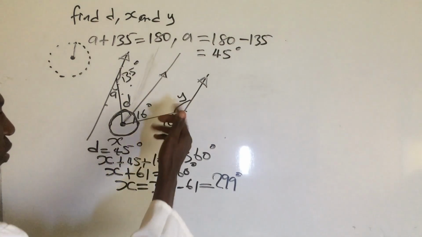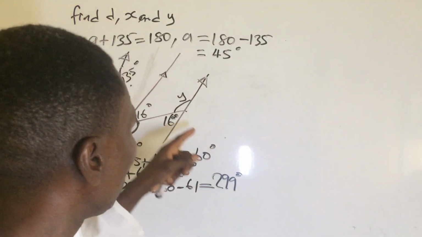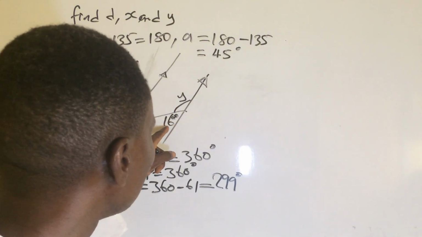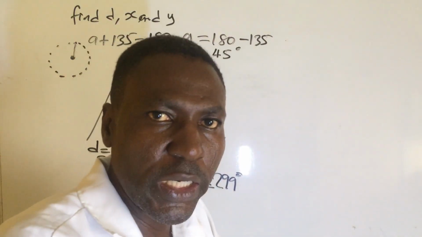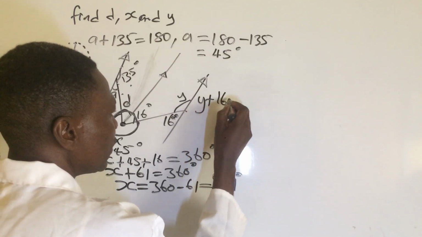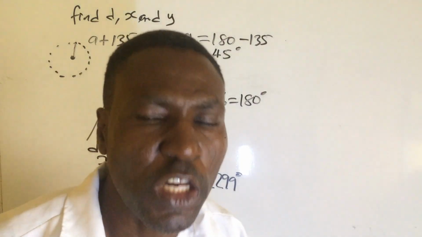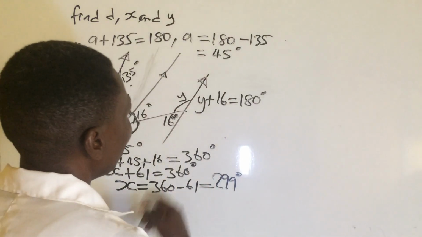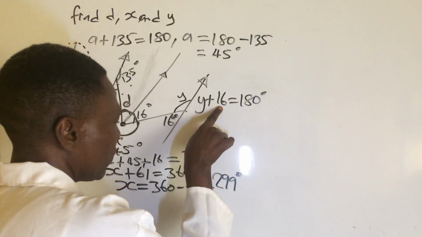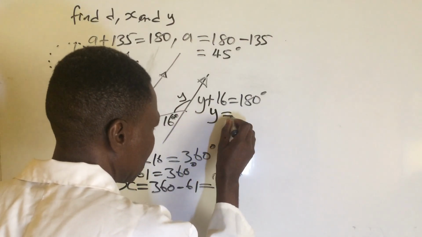So now we can find the value of y by saying angle on a straight line. Remember that angles on a straight line add up to 180. Therefore the angle here, which is y, and the angle 16 should give us a total of 180. That is why y plus 16 equals 180. To find the value of y, we eliminate 16 so that only y is on this side.